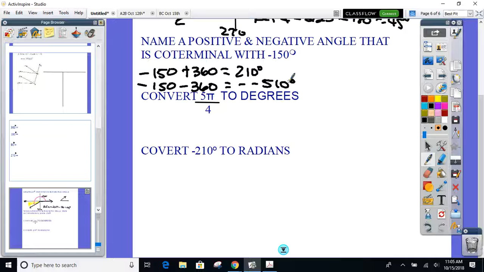Okay, everybody see, I'm starting with convert 5 pi over 4. What do we call this right here? When I have pi in there, that's our new unit called what? Called radians, all right? Called radians.